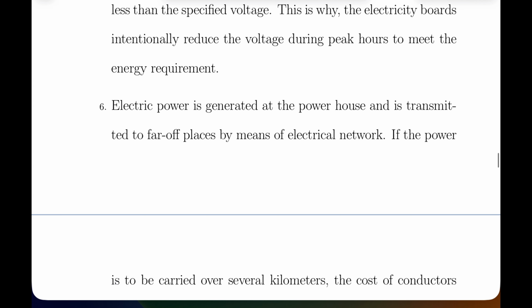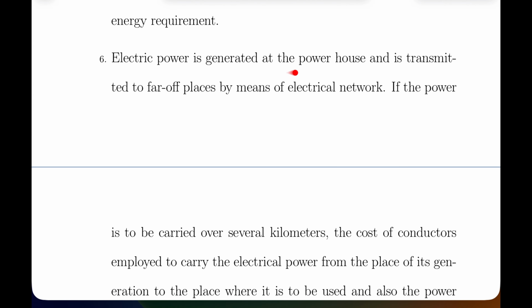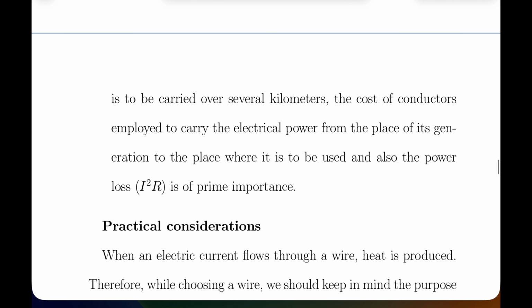Next, the electric power is generated at the powerhouse and is transmitted to far off places by means of an electrical network. If the power is to be carried over several kilometers, the cost of conductors employed to carry the electrical power from the place of its generation to the place where it is to be used, and also the power loss, that is I square R, is of prime importance. Power loss is the power lost as heat in the conductors.